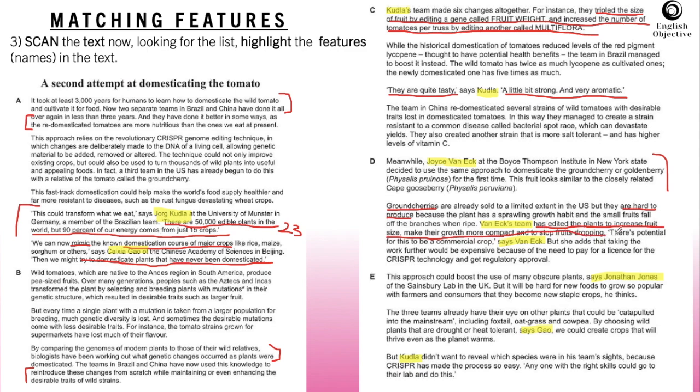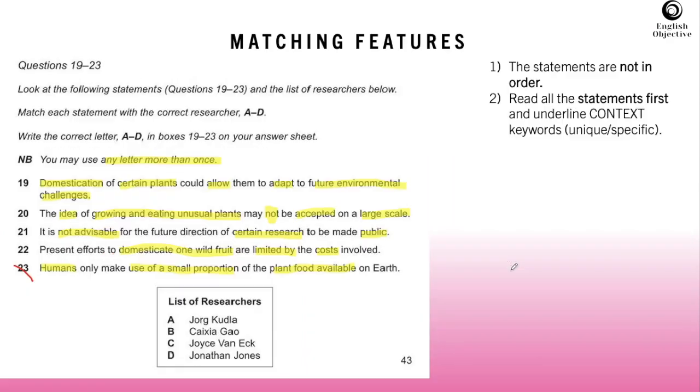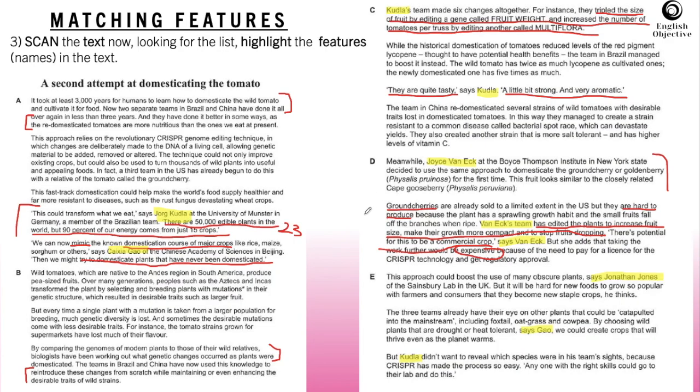That shows that taking the work further would be expensive. So we have here something about the cost, because of the need to pay for a license for the CRISPR technology to get regulatory approval. So the only one that mentions something about the cost was question 22, that it was when one fruit, wild, so the berries, could be domesticated, but that would make it very expensive. So question 22 could be Van Eyck.